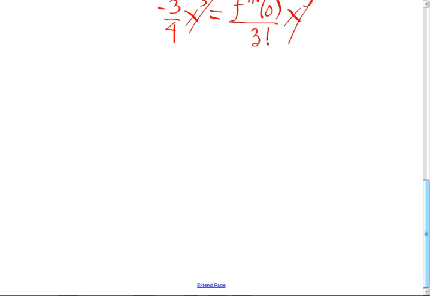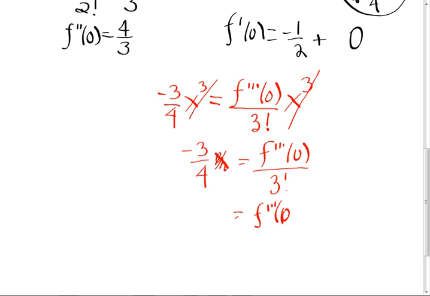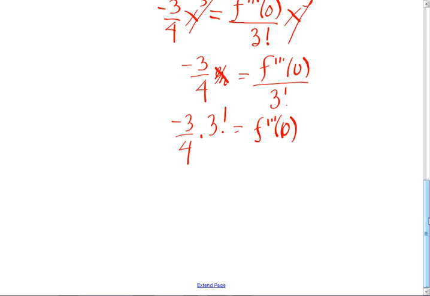So negative 3/4 x cubed, oh, sorry, x cubed is gone, equals f triple prime of 0. These are not the derivatives in front of x cubed, but it's the derivative divided by the factorial with it. And so if I solve for that, f triple prime of 0, thank you, just going to catch that, is negative 3/4 times 3 factorial. And you could simplify that if you want, but who cares?